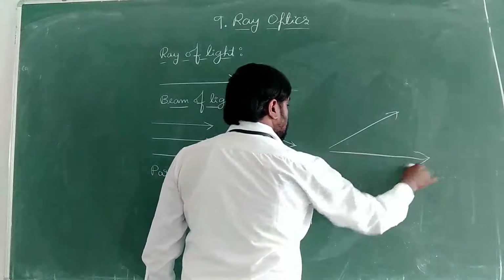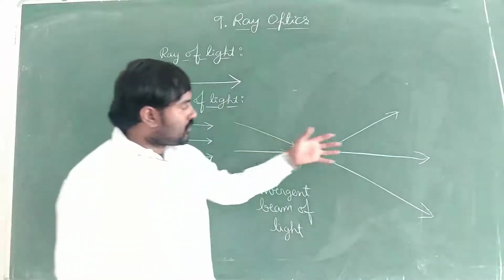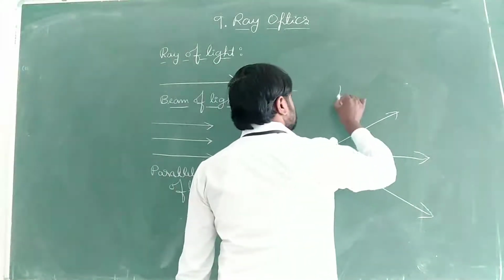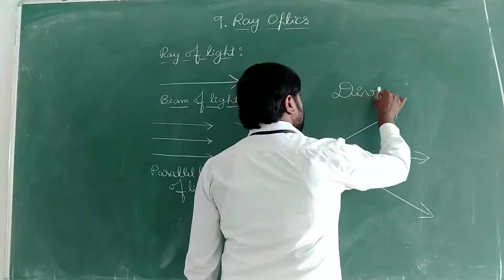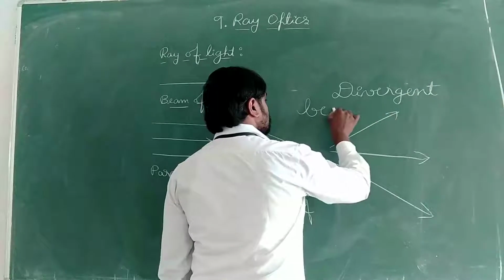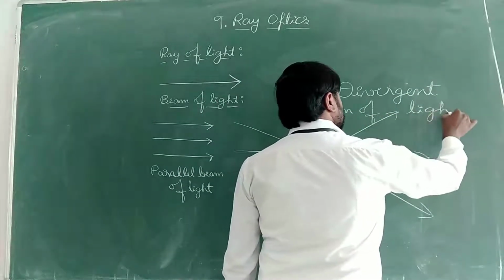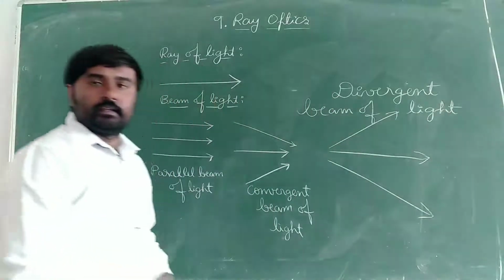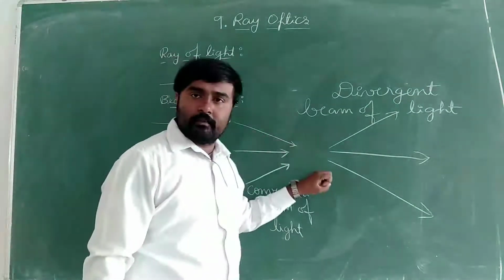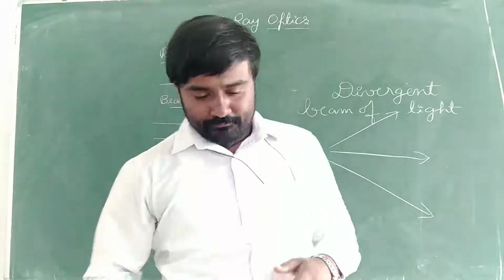Suppose the rays diverge from a point. This is called the divergent beam of light. So this is the parallel beam of light, this one is the convergent beam of light, and this one is the divergent beam of light.